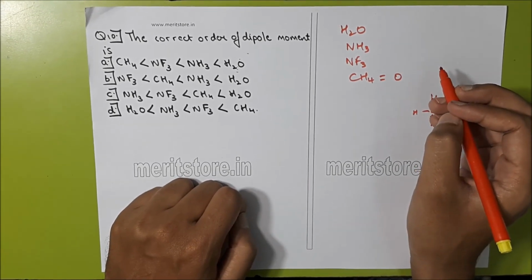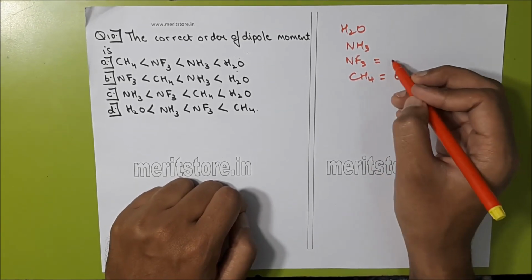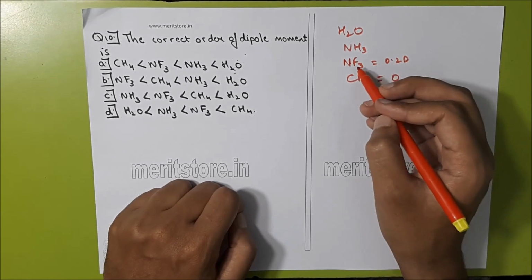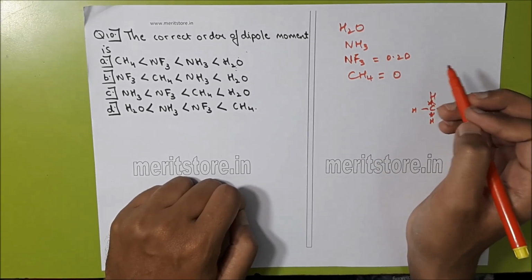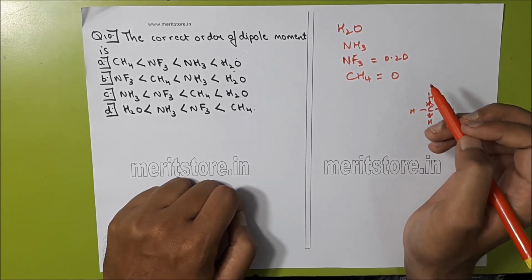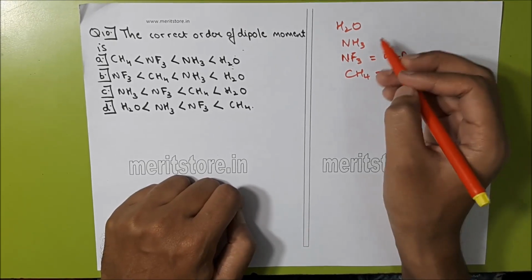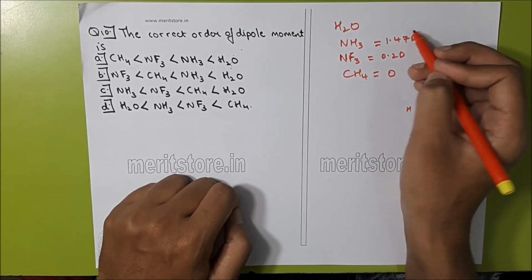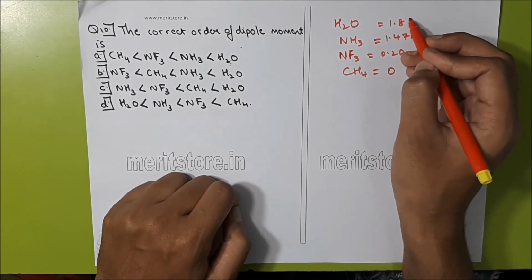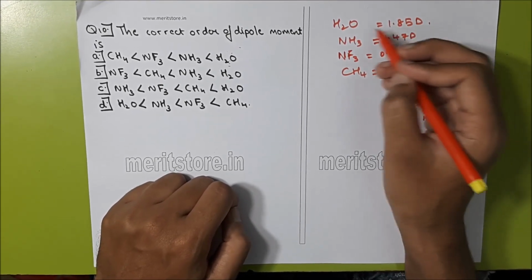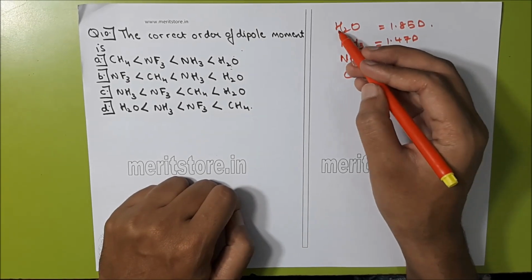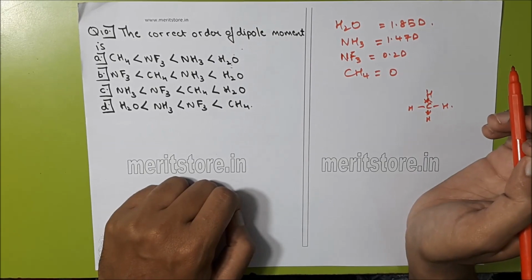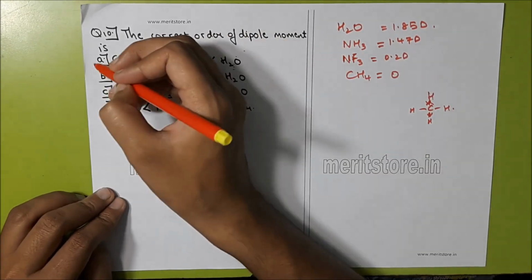And then comes the NF3 molecule, which has 0.2 dipole moment, as nitrogen is a highly electronegative element and fluorine is also a highly electronegative element. The electronegativity difference is less, so the dipole moment is low. Ammonia has a 1.47 D dipole moment and water has 1.85 D, because oxygen is highly electronegative and hydrogen is highly electropositive, so the dipole moment is higher between them. So option A is the correct option.